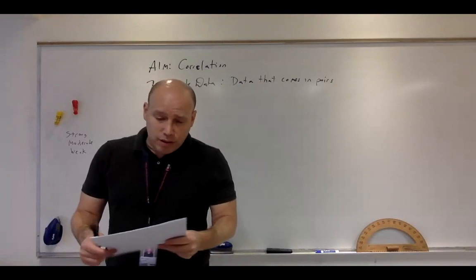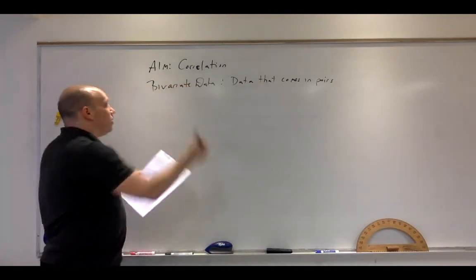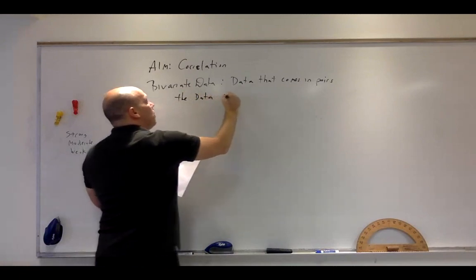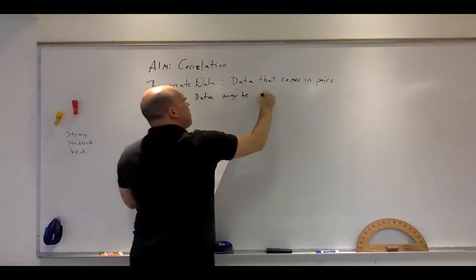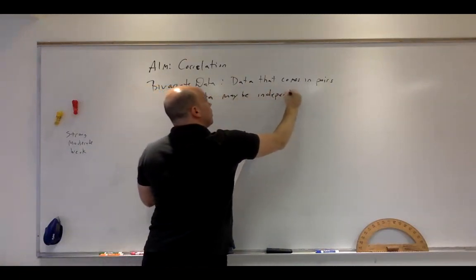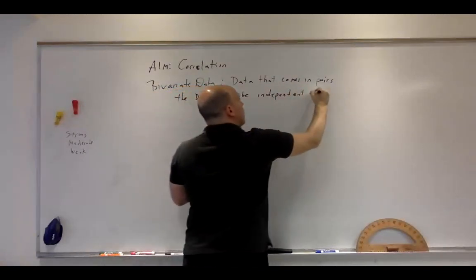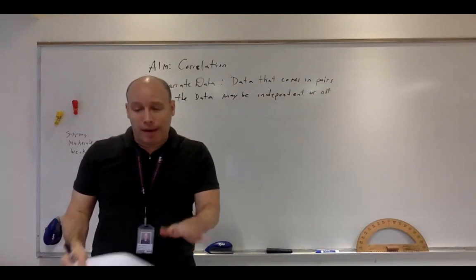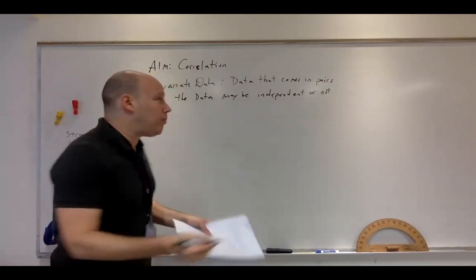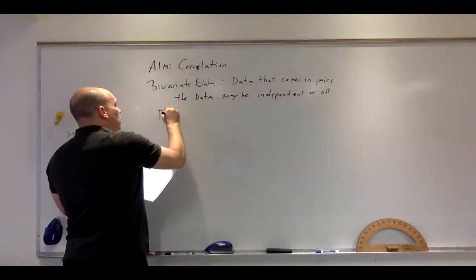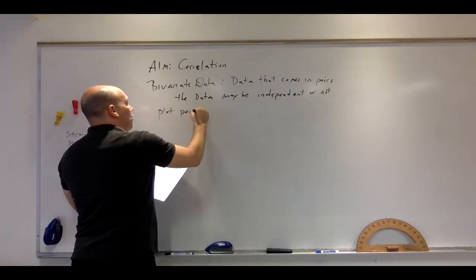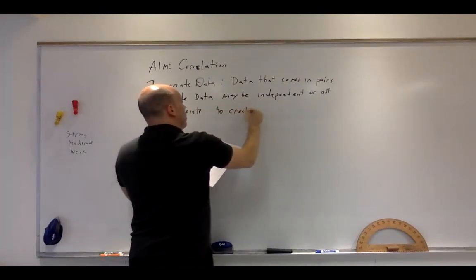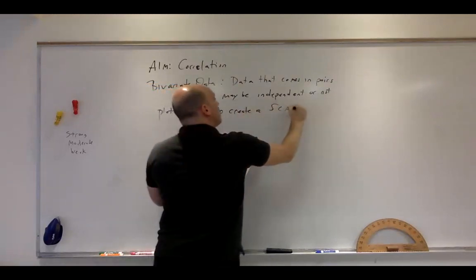So the data may be independent or not. Once again, there may be a connection, there might not be. So the idea is you're going to plot the points and create a scatter plot.